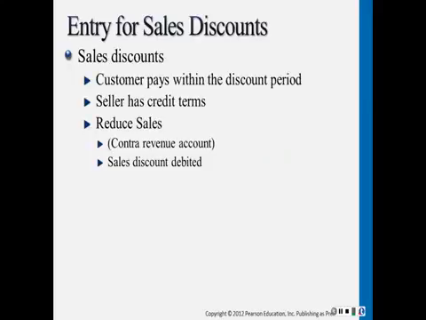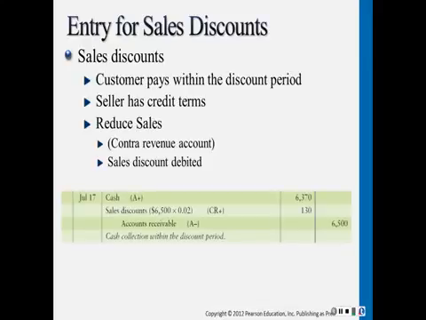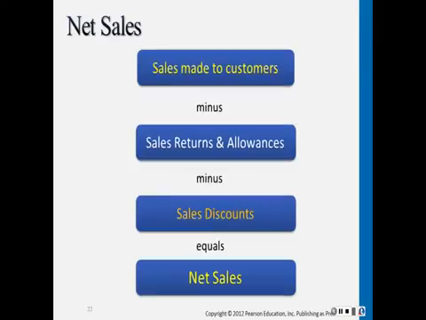With a sales discount, if the customer pays within the discount period under terms such as 2/10 net 30, the seller collects the discounted amount. If a company offers discount terms and the customer pays within the discount period, sales discount is debited for the amount of the discount. Accounts receivable is credited for the full customer balance, less any returns. Cash is debited for the actual amount received, the difference between the receivable and the discount. Companies maintain separate accounts for sales discounts and sales returns and allowances, so they can track these items separately.